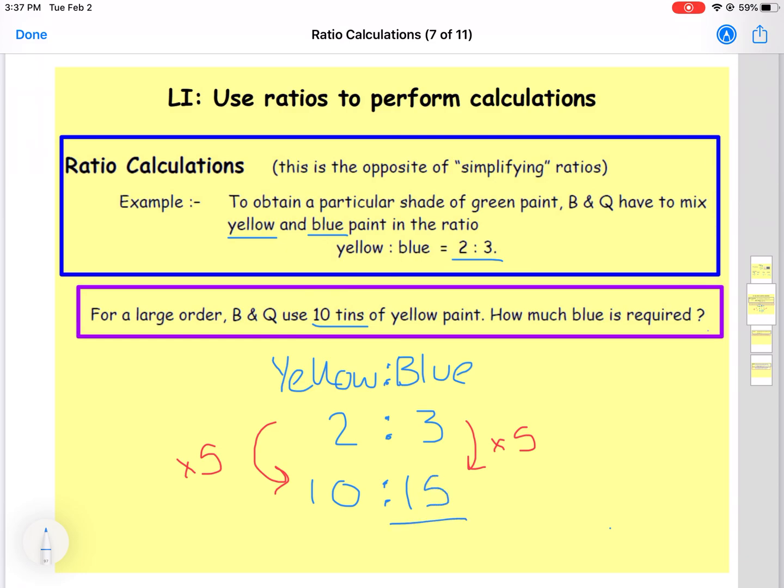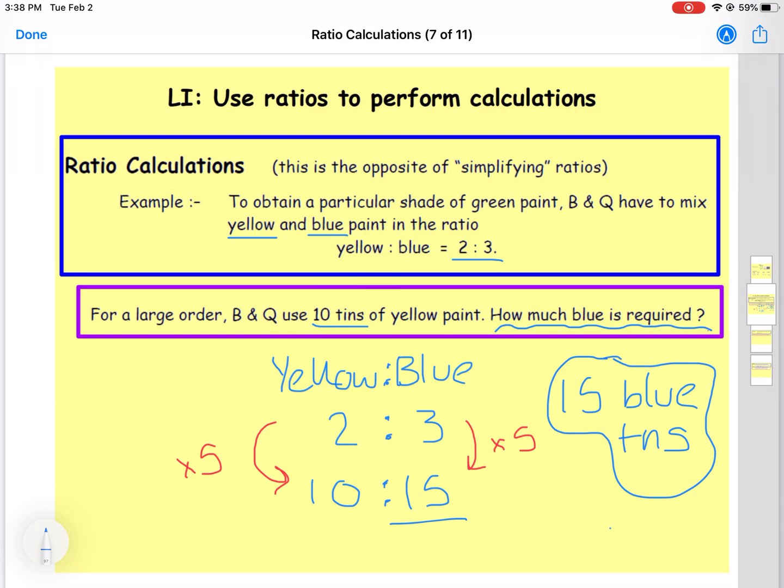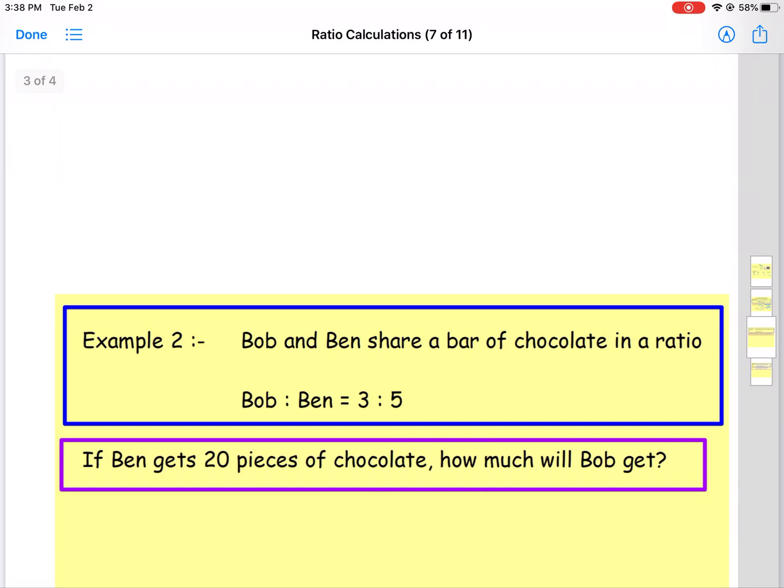Now this whole piece of work in here is great, wonderful, but it doesn't quite answer the question. We're asked how much blue is required. All we need to write is a couple of words that tell us how much blue is required. So we need 15 blue tins. Okay, and that bit there that I've popped the bubble around, that is how we represent our answer, 15 blue tins. We do the calculation and then we relate it back to the question. Let's try another one.